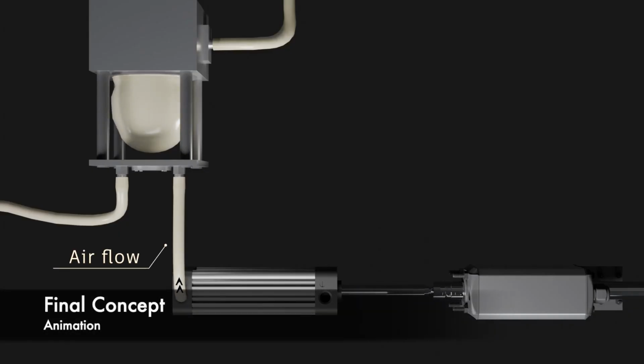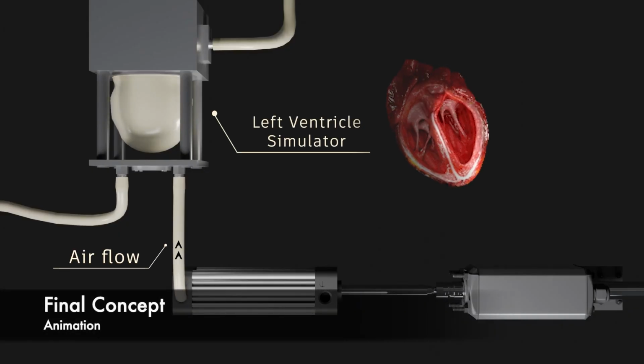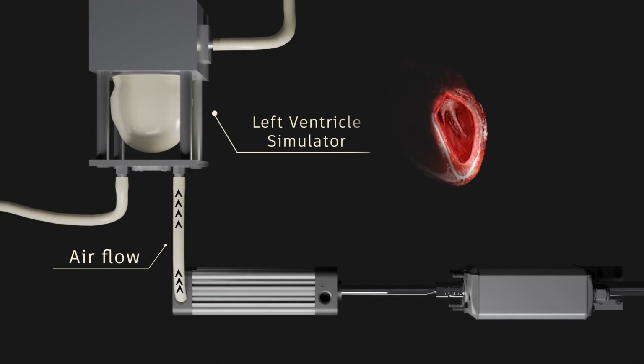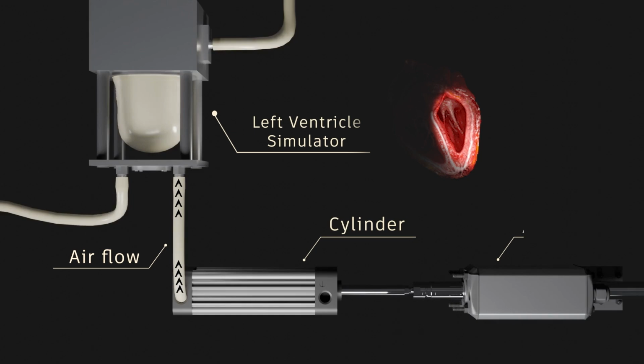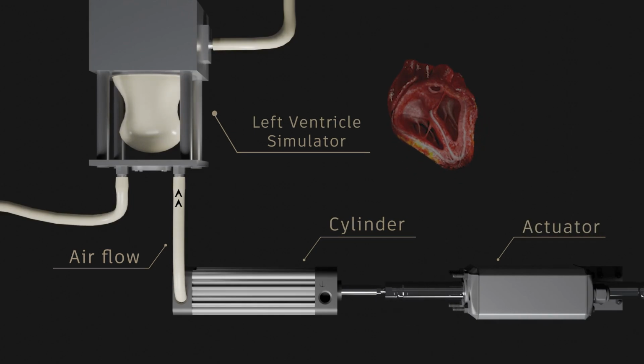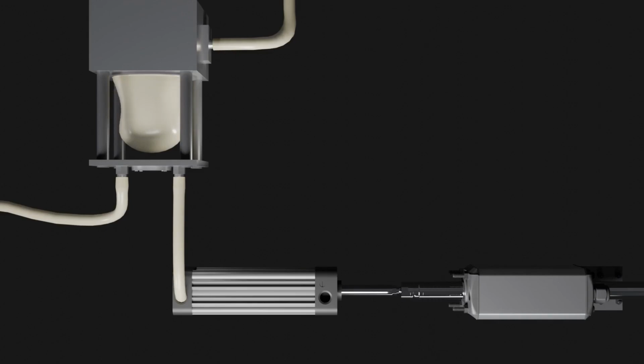Our final concept consists of a linear actuator and cylinder. The linear actuator is programmed with position and time points in order to move the piston and pressurize the ventricle. This pressure is then recorded and outputted to represent the ventricular pressure seen in the Wiggers diagram.